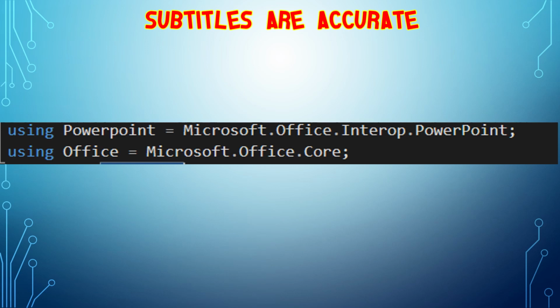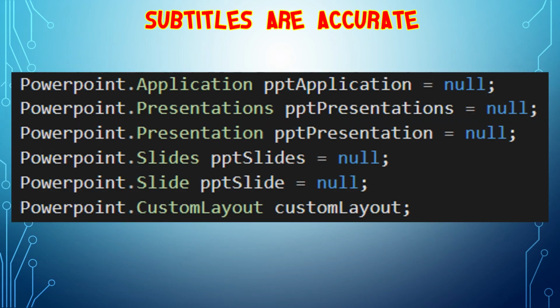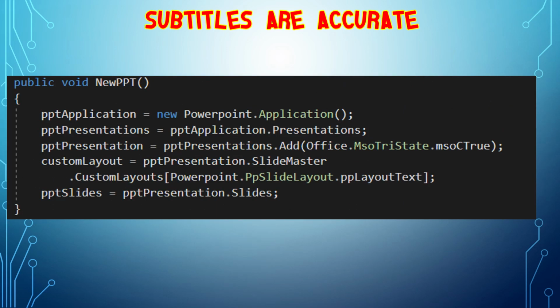We use these two lines to create aliases for later. Next, we create all of our class variables. This is how a new PowerPoint presentation is made. This creates a new instance of the application. Because multiple presentations could be opened at once, this just grabs all of them.